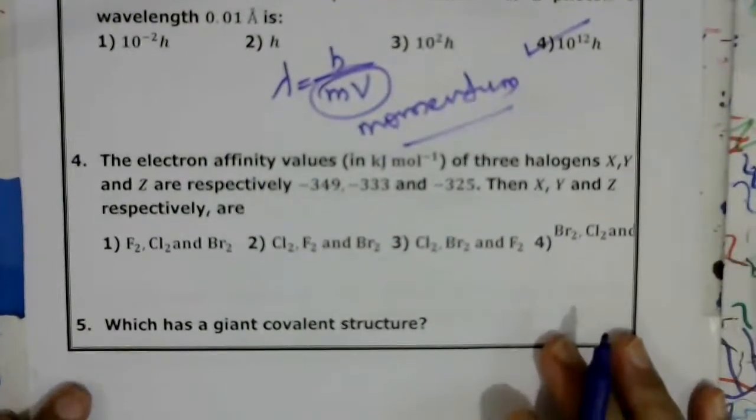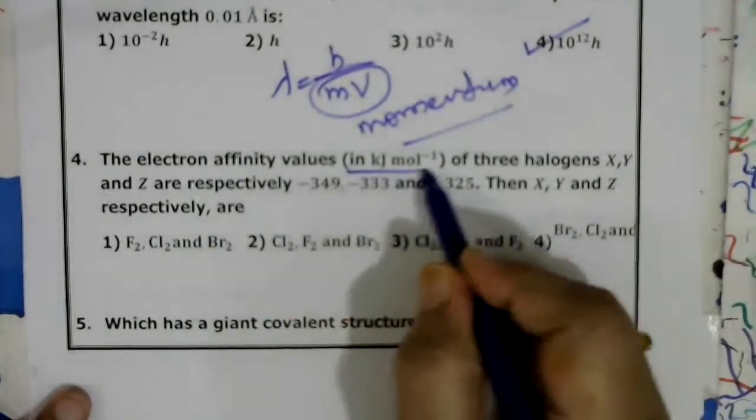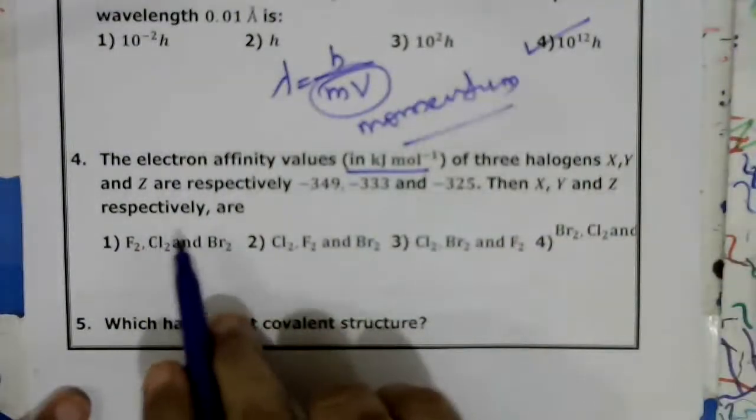Next one. Question number 4. The electron affinity values in terms of kilojoule per mole of 3 halogens X, Y and Z.